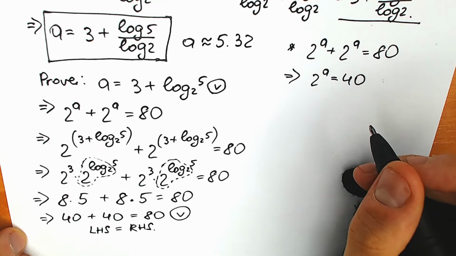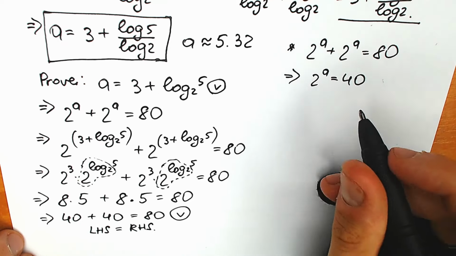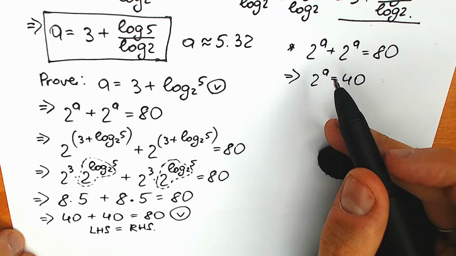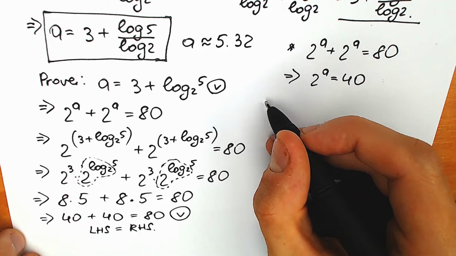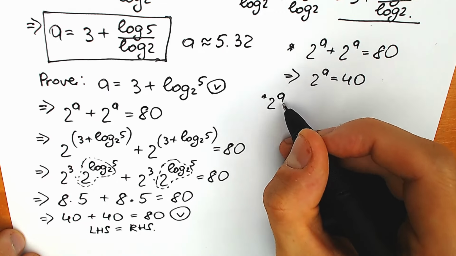And right now, I'm going to show you a few thoughts. How can we find a complex value of a? First of all, instead of this 2 to the power a right here, I want to write the next expression.